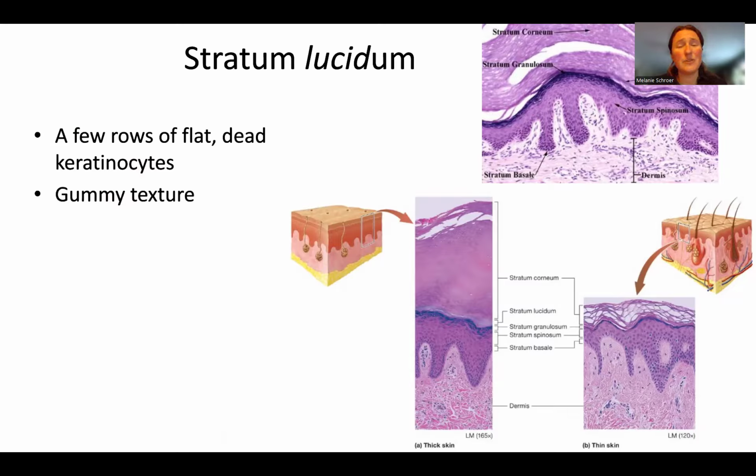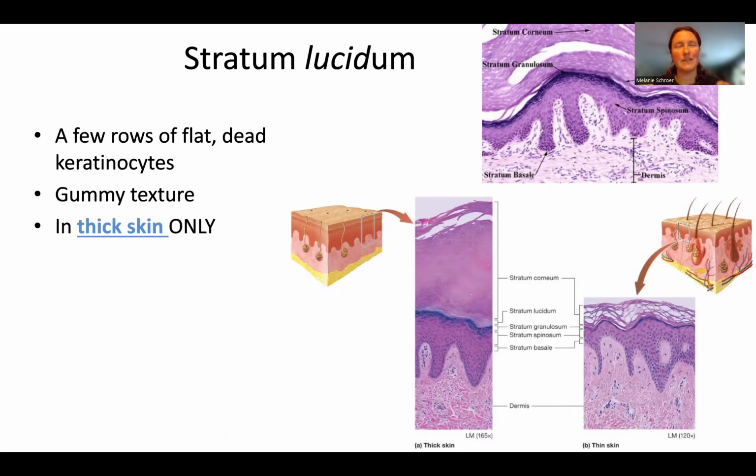And the stratum lucidum is what gives some skin its kind of gummy texture. So on your palm, it's a little bit gummy, right? A little gummy. And so that's because of the stratum lucidum. This layer is only found in the thick skin.